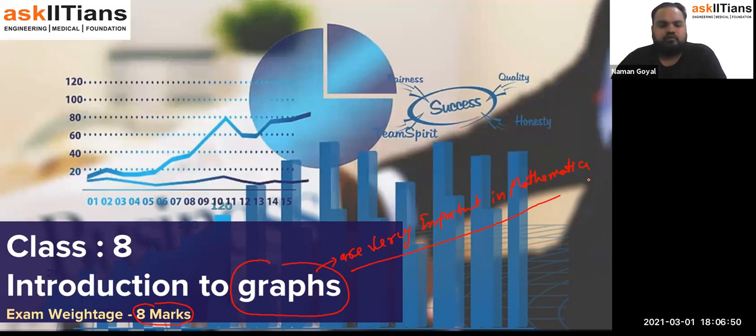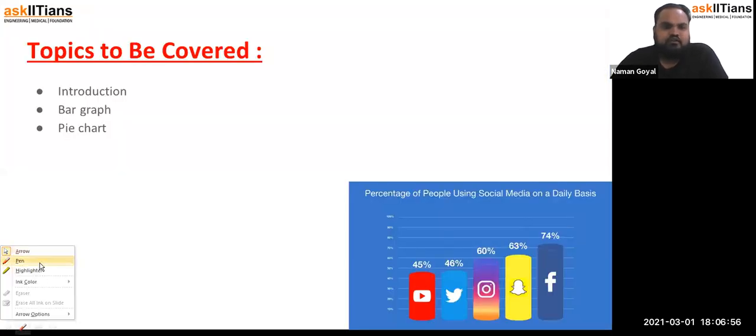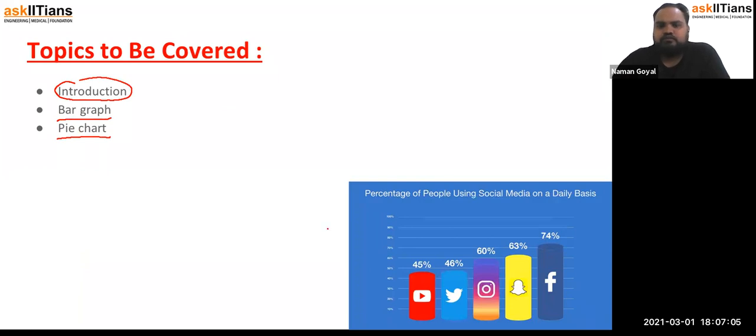So what we are going to talk about is introduction to graph. In this lecture especially, we are going to learn about the introduction first, then bar graph and then pie chart. If you see, there is a graph showing the percentage of people using social media on a daily basis. The graph shows 45% people use YouTube, 46% use Twitter, 60% use Instagram, 63% people use Snapchat, and 74% people use Facebook. So the data shown is in the form of bar graph.